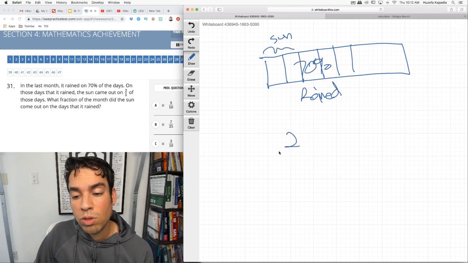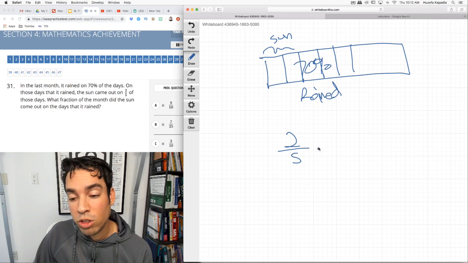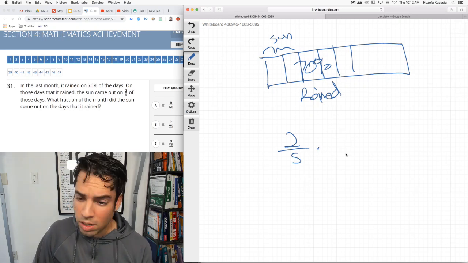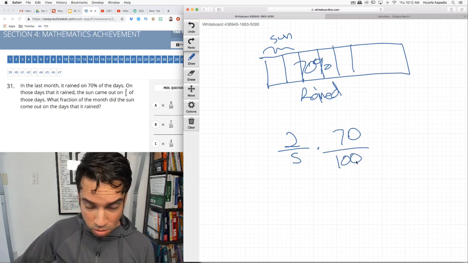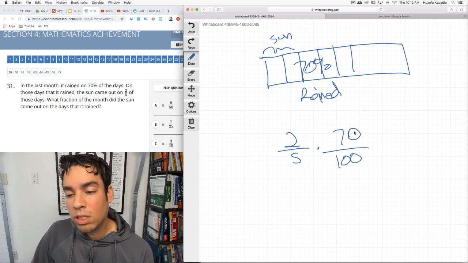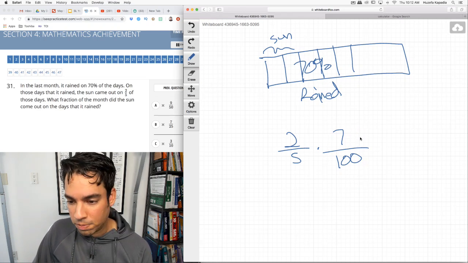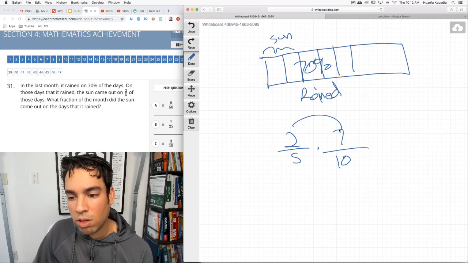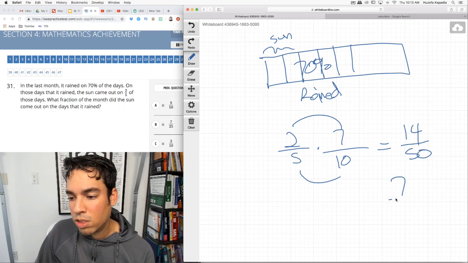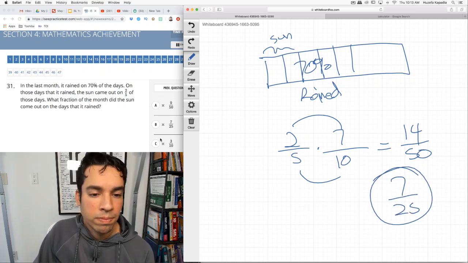So what are we doing? We're doing 2/5 of, again, which means multiply. 70%, I could turn that into a decimal or I could turn it into a fraction. Remember, percent means out of 100. So we can set this up as a nice fraction, 70 over 100 or 7/10, and then we can multiply across. Boom, boom, that's 14 over 50. Oh, so we could have simplified. Divide the top and bottom by 2, 7 out of 25. Done.